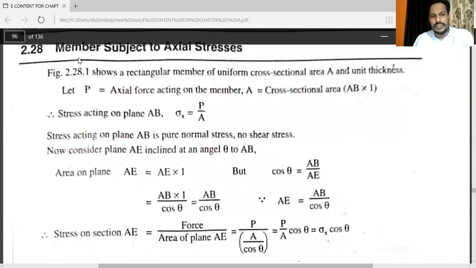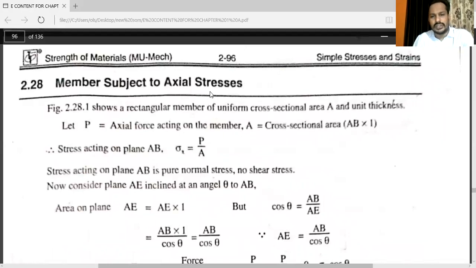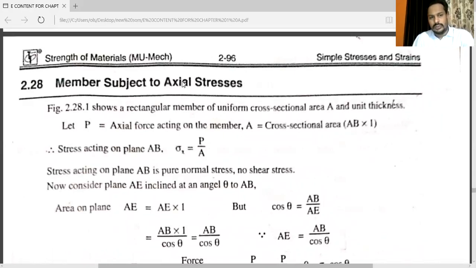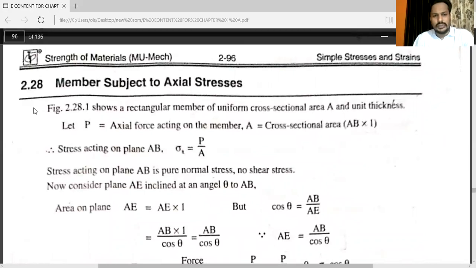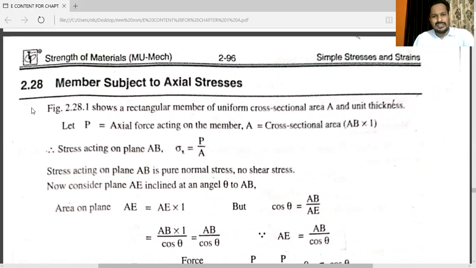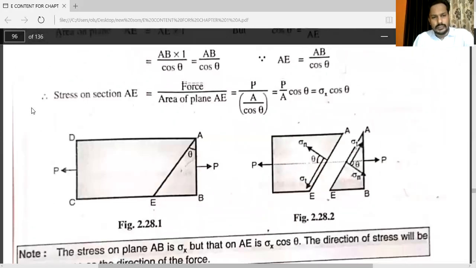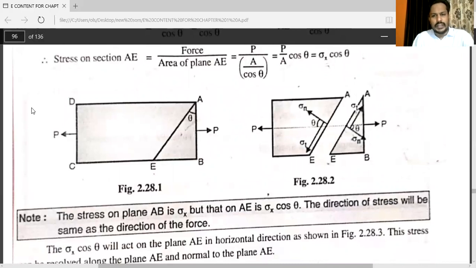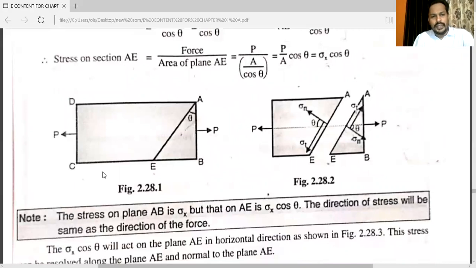Here is the first case, a member subjected to axial stresses. Here I will give you the direct formulas, so there is no need to spend that much time explaining each and every equation. You can see this diagram. A, B, C and D planes are given. This one is the inclined plane, that is AE. P is acting in the horizontal direction.